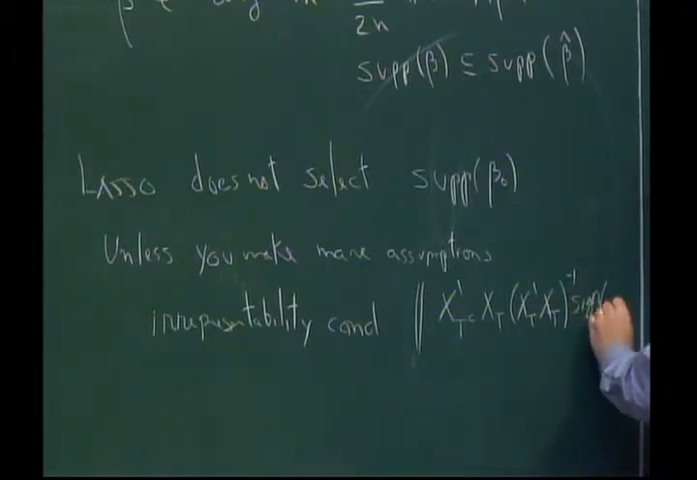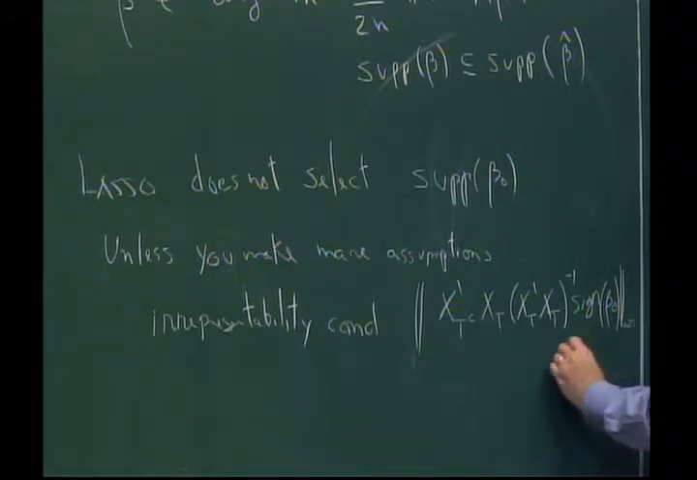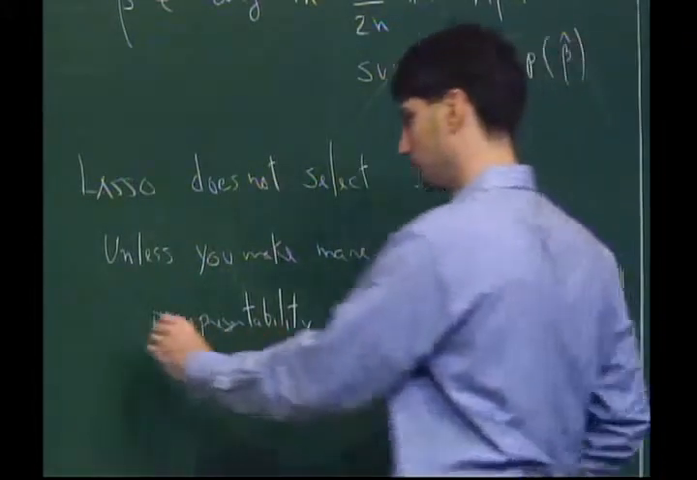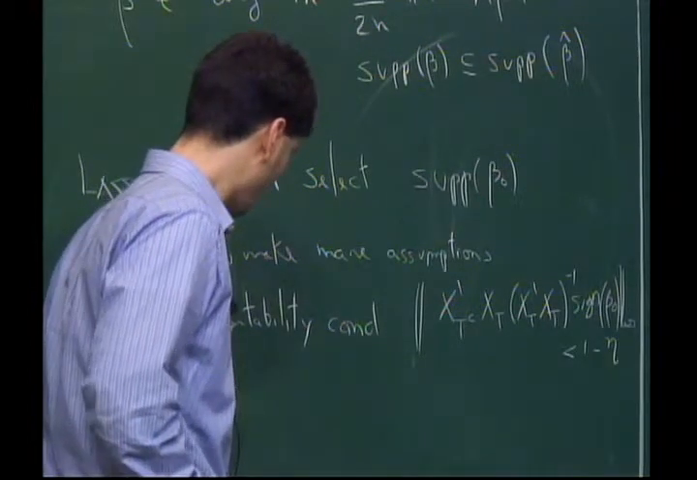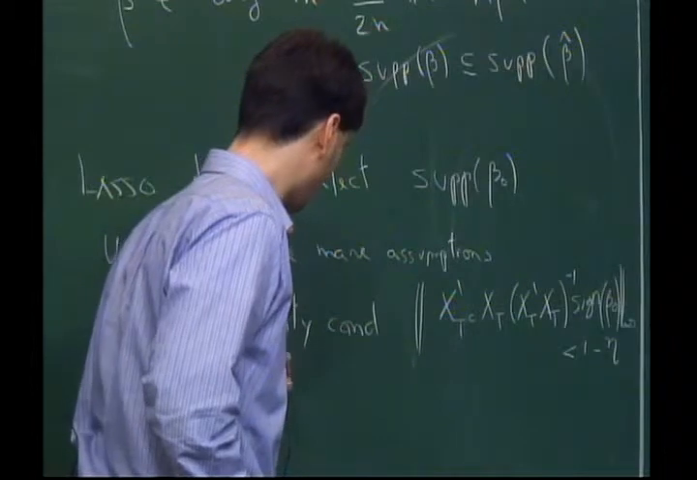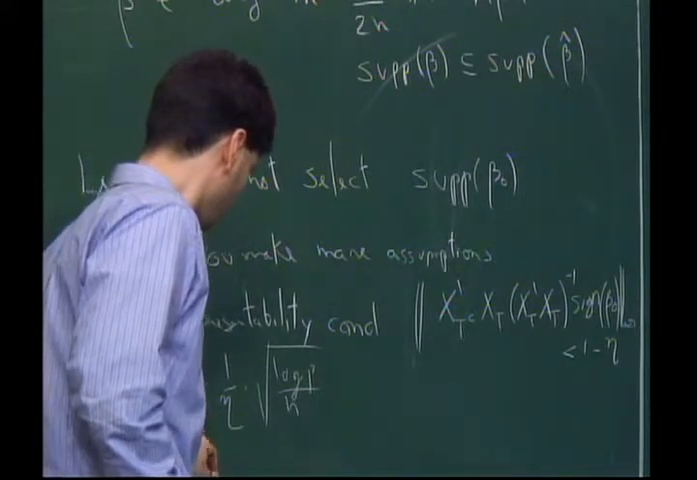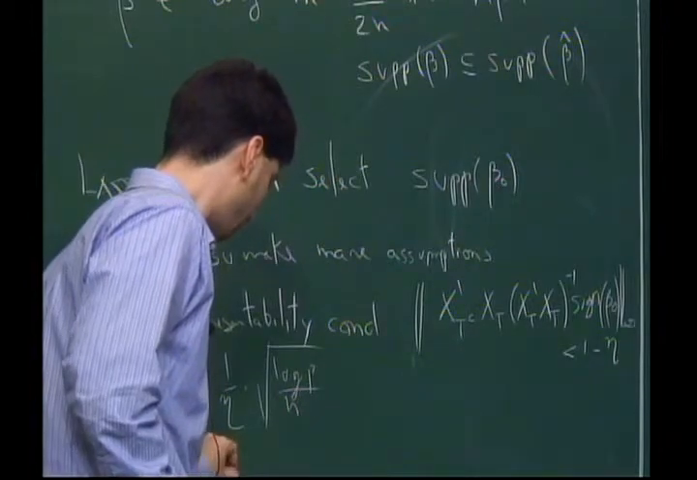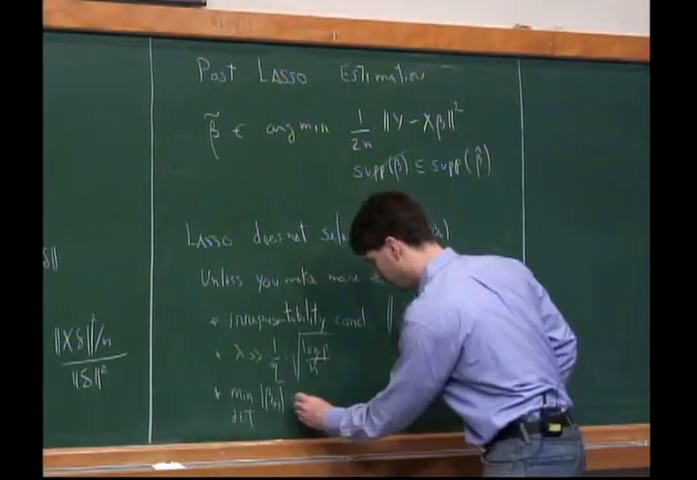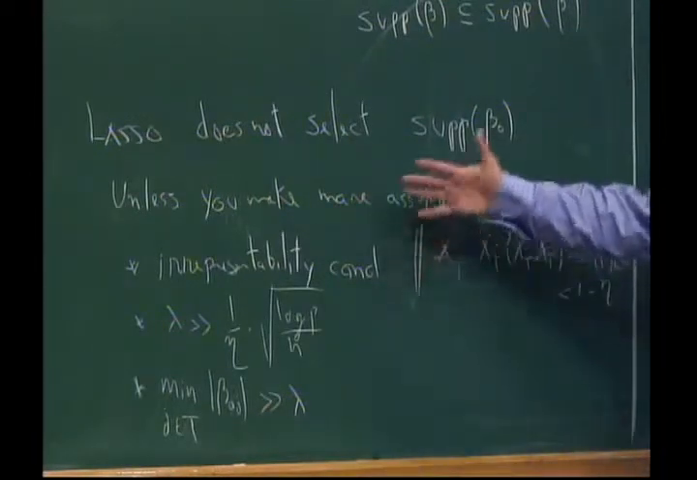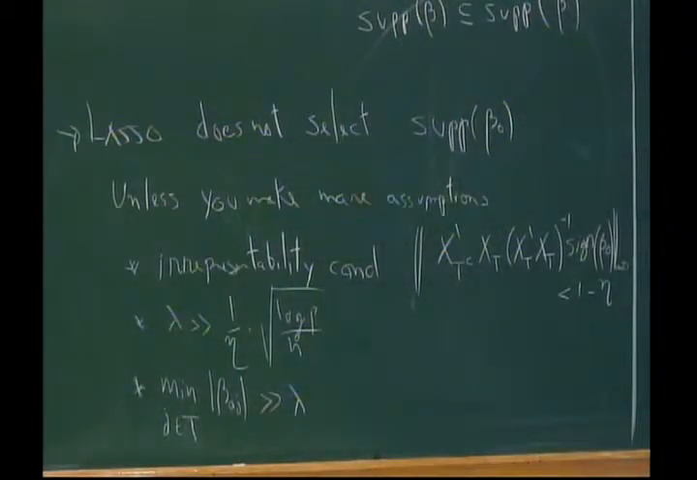And here there's a condition that blends the sign of the unknown parameter; this needs to be less than 1 minus some eta. Unless this holds, and lambda is much bigger than 1 over this eta times the traditional level, and the minimum coefficient that is different than 0 in the true model is much bigger than lambda. So I need these three conditions. Unless these three things hold, Lasso typically will not select the model.